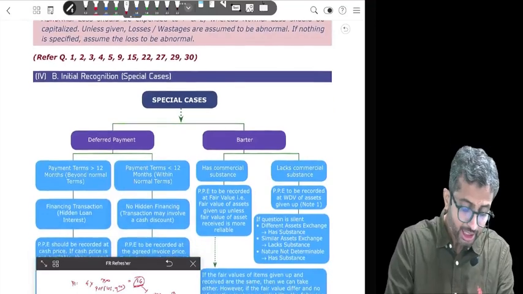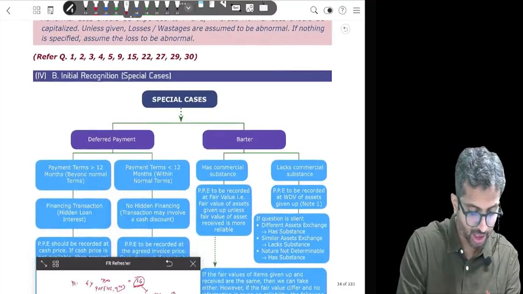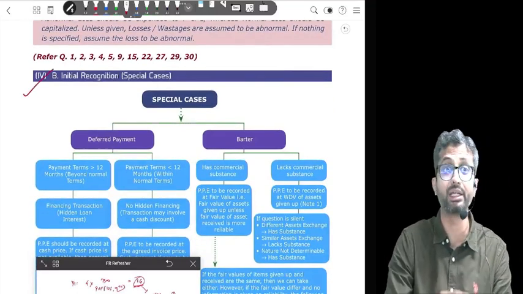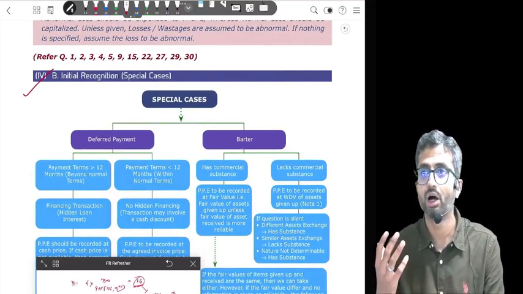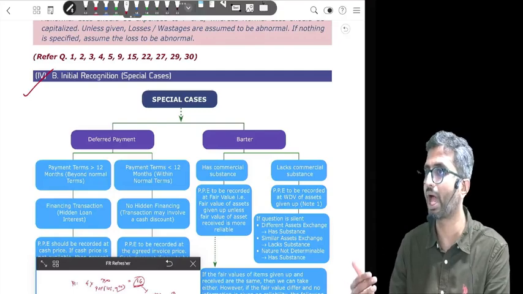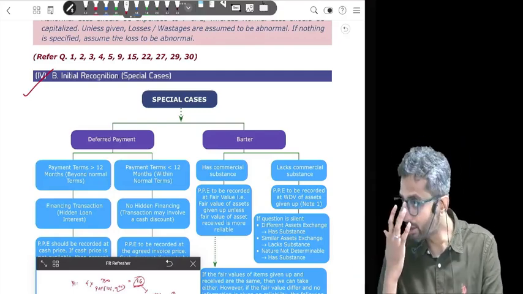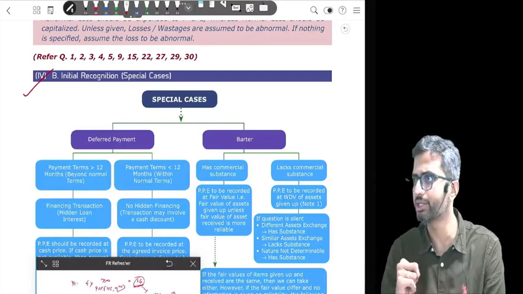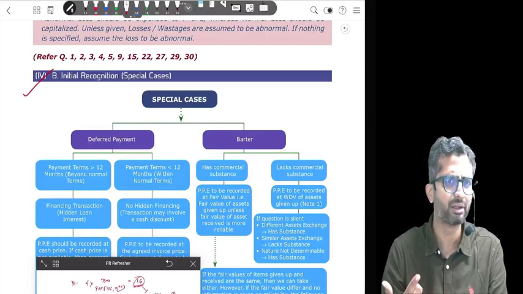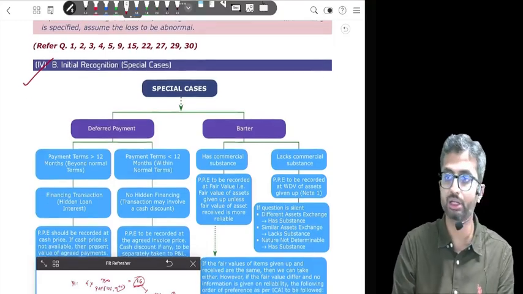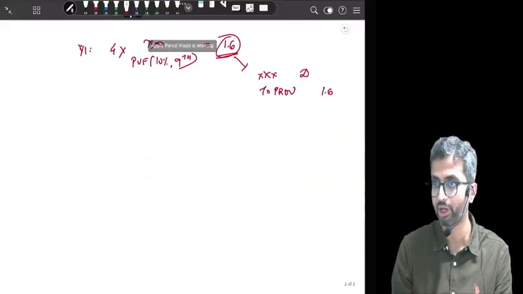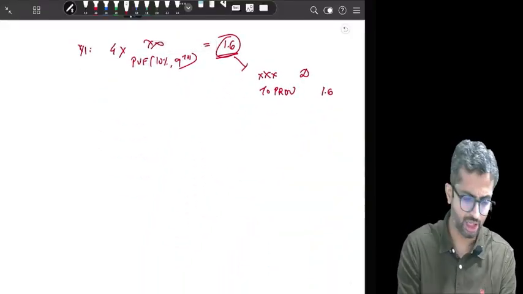Okay. Next, there are two special cases. Again, this is the last part of the initial recognition section. One is deferred payment and one is barter. Barter is also one of the important areas. What do you understand by barter? Exchange. Now, usually we have been taught that initial recognition happens at cost.